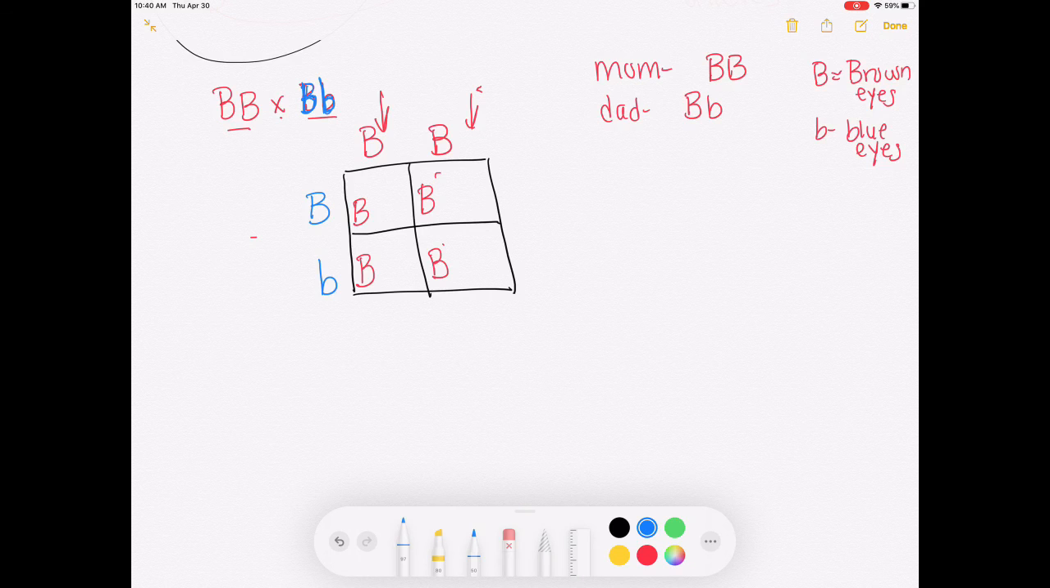And then the same is true for the side. Whatever's on the side goes across. So this B is in this row, so he's going to hop here and here. And then the little b is going to hop along here and then here.